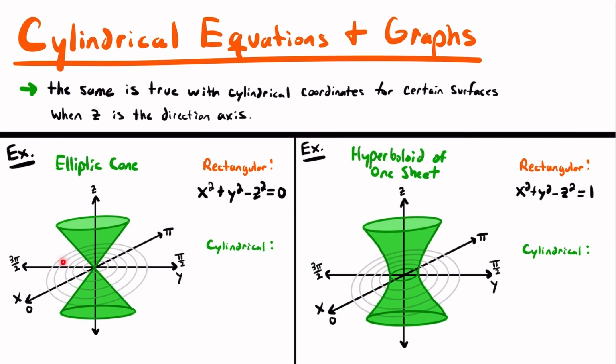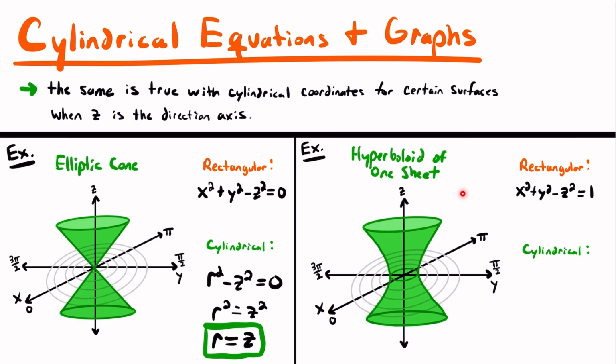Here we have an elliptic cone that is represented by this rectangular equation, x squared plus y squared minus z squared equals 0. But using our conversion formulas, we know that x squared plus y squared is equal to r squared. So we'd have r squared minus z squared equals 0. But then we can add z squared to both sides of the equation and get r squared equals z squared, and then take the square root of both sides and find that r equals z. That would be the equation in cylindrical coordinates for an elliptic cone. How nice is that? It's just r equals z. That's it. The radius at any particular value of z is the value of z.